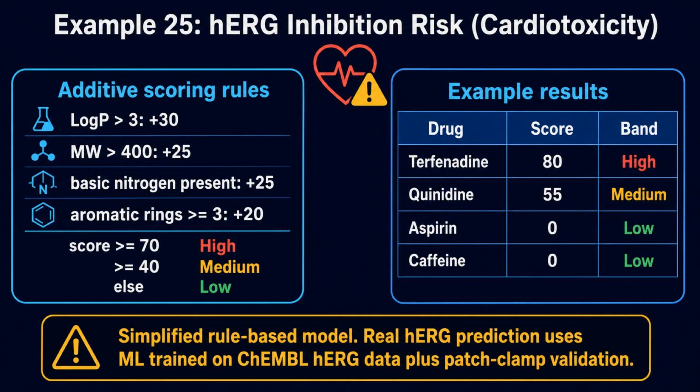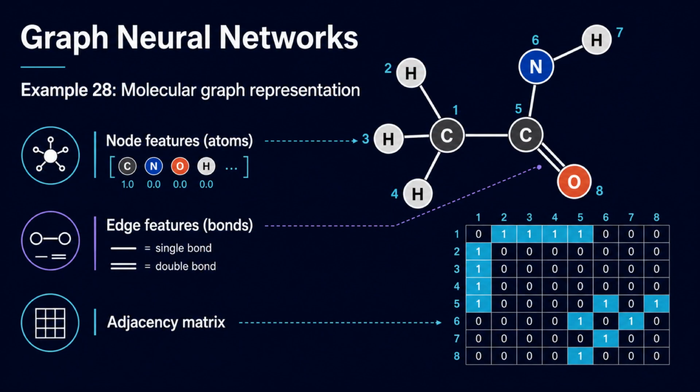Terfenadine, a known hERG blocker, scores 80, aspirin and caffeine score 0. For accurate prediction, you would move to machine learning models trained on ChEMBL hERG data and confirm with patch clamp assays. Now let's explore graph neural networks.